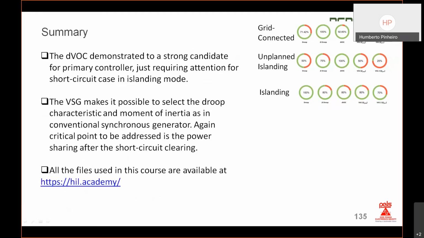The DVOC demonstrated to be a strong candidate for primary controller as well, just requiring attention for the short circuit case after clearing the short. And the strong point associated with the virtual synchronous generator is the fact that you can adjust the steady state and the transient in terms of inertia, I would say, independently.